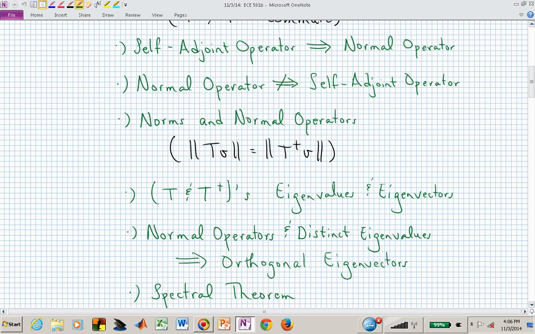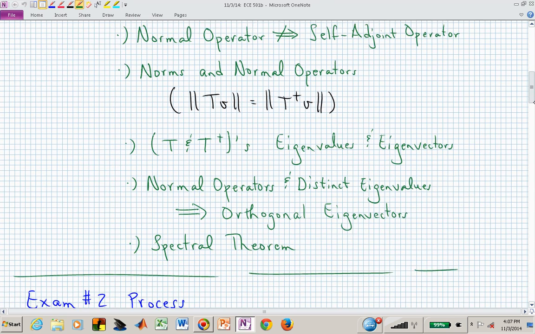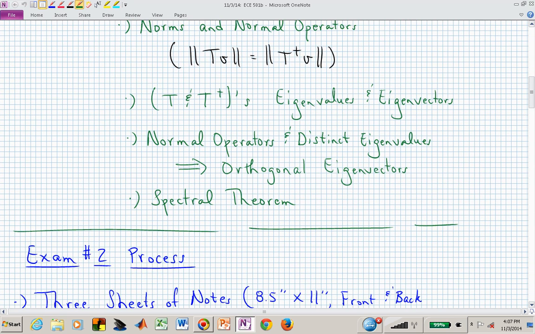If we have normal operators and distinct eigenvalues, they tell us a fair amount of information, which, hint, hint, know a little bit about that for exam 2. What do distinct eigenvalues provide us with? When do we have linearly independent eigenvectors, etc.? Have that known for, or at least on one of your cheat sheets for exam number 2. If we have a normal operator and distinct eigenvalues, then those are orthogonal eigenvectors, and I doubt we'll get there, but then there's a spectral theorem that we can talk about.